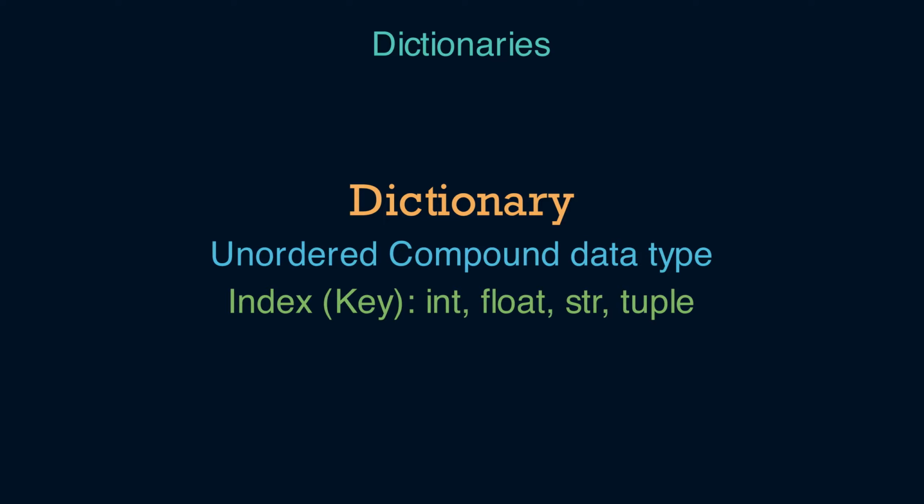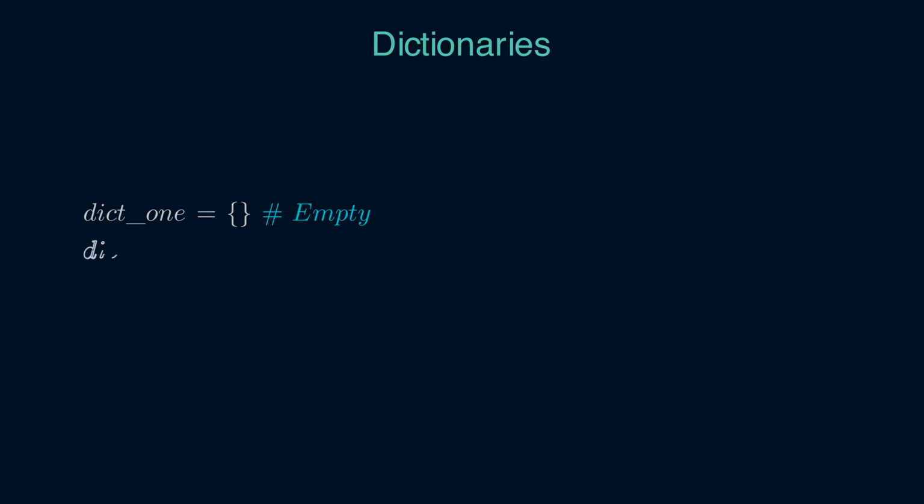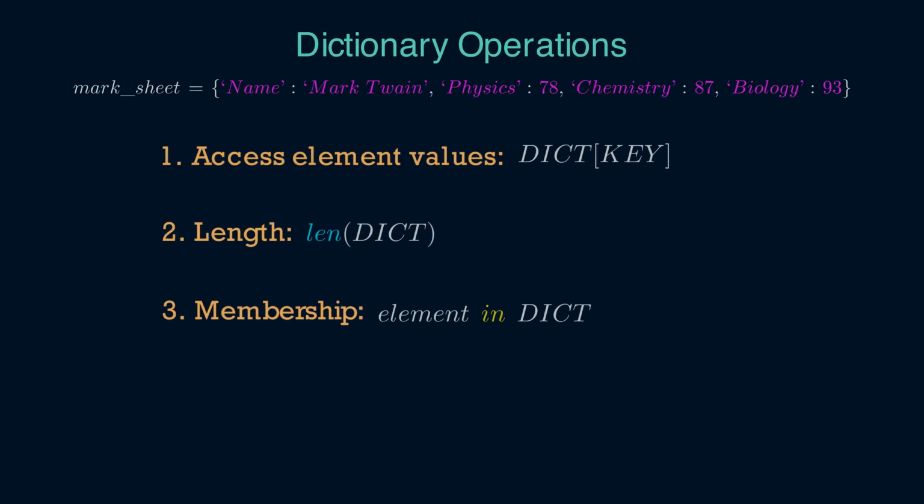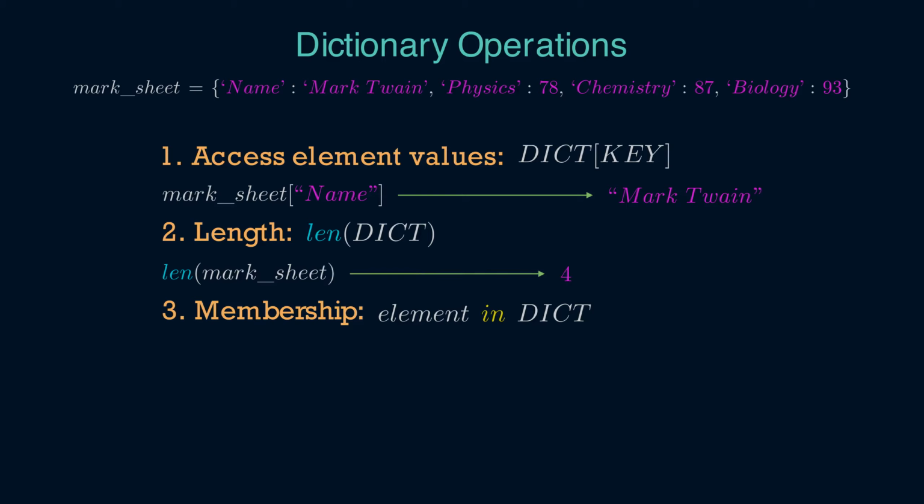Unlike sequences, order doesn't matter here. Elements are written within curly brackets, and separated by commas. Each element is a key-value pair. 2 elements cannot have the same key. Dictionary supports these operations. 1. Access the element value, using the key as index. 2. Find the length of a dictionary, just like a sequence.